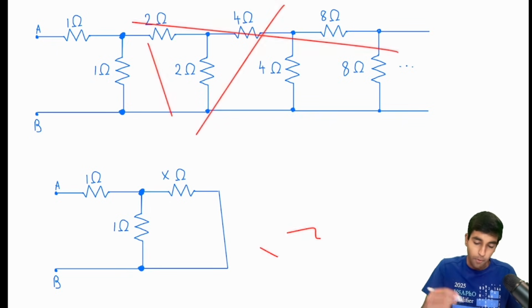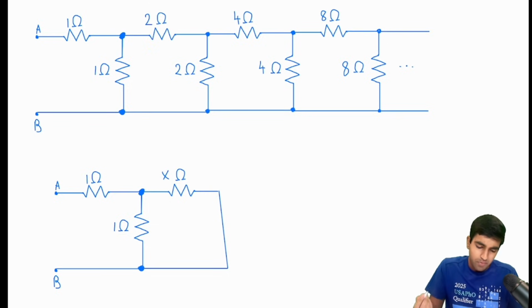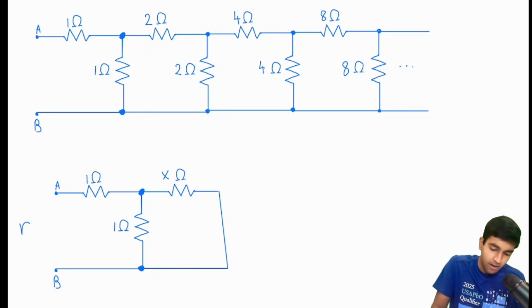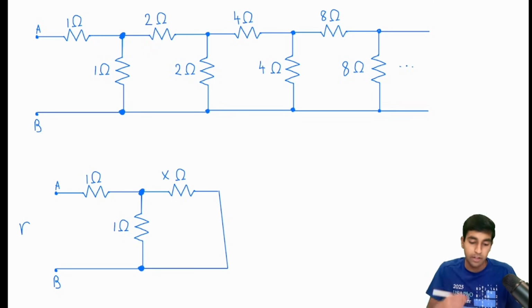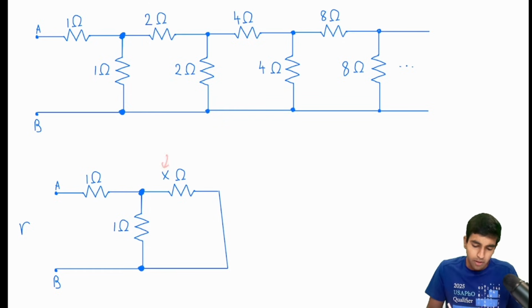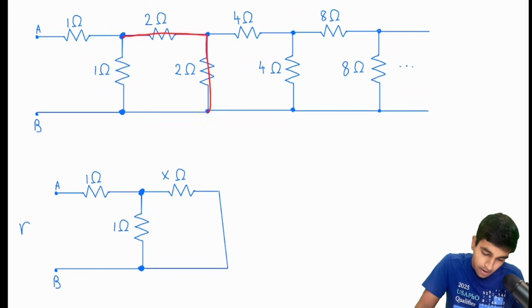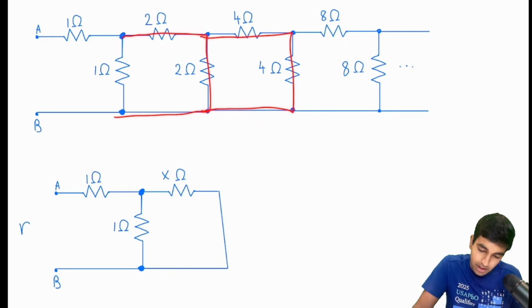And now what about the resistance between A and B? Let's just call that R. We're trying to solve for R, the equivalent resistance between A and B. And so what is this value of X really? Well, notice something really interesting here. X is basically just saying, we take this sub-diagram, right?